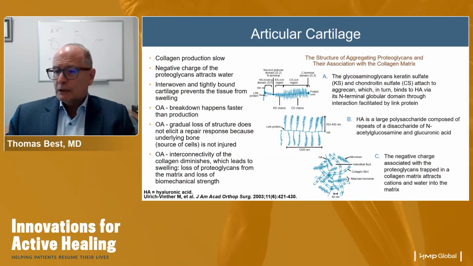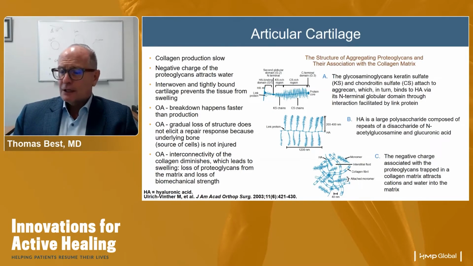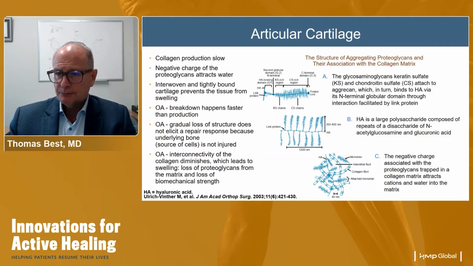Secondly, we know that hyaluronic acid is a large polysaccharide composed of repeats of glucosamine and glucuronic acid. And finally, the negative charge associated with the proteoglycans is trapped within this collagen matrix and water. So what that allows us to do, of course, is to say that if we can get this hyaluronic acid to the appropriate site within the knee, it has a good chance of binding to these basic building blocks of articular cartilage.